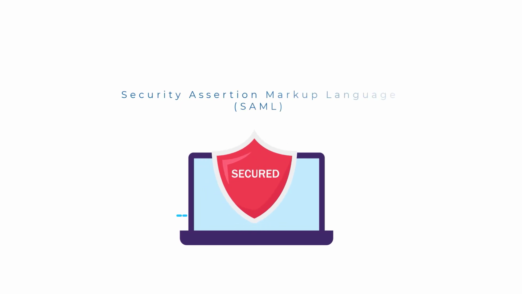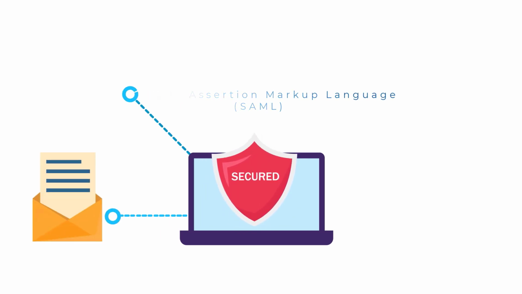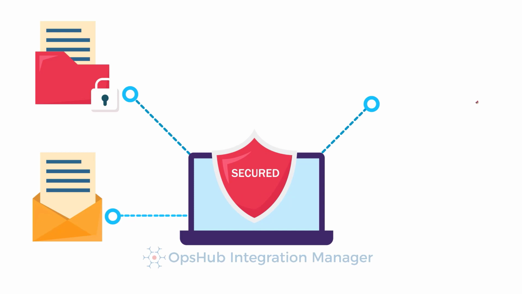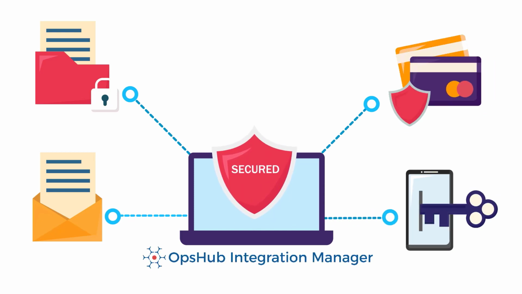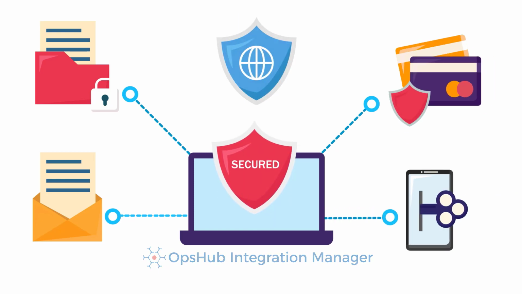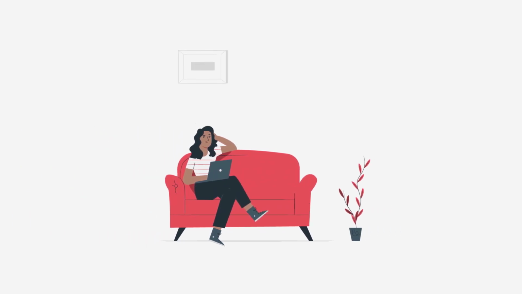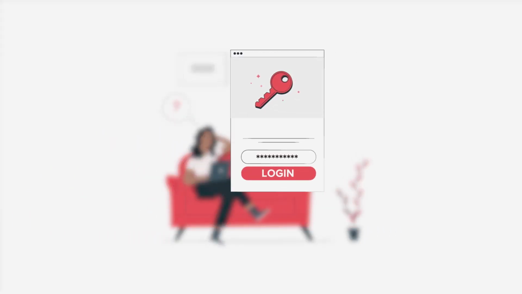Security Assertion Markup Language is an open standard used for authentication. OpsHub Integration Manager supports SAML authentication so that users can log in with their own SAML credentials. Let's take a look at how SAML login server can be configured.